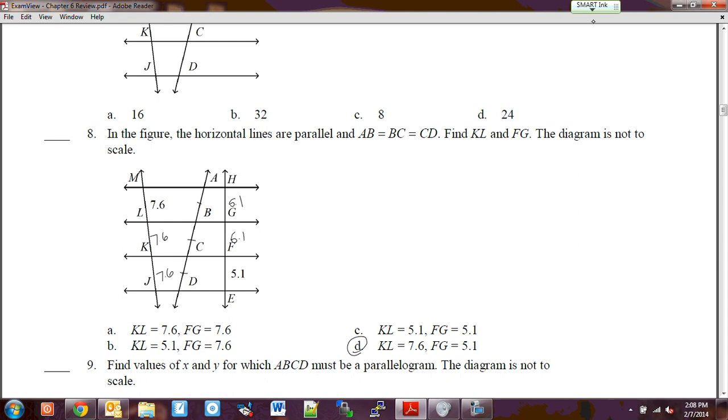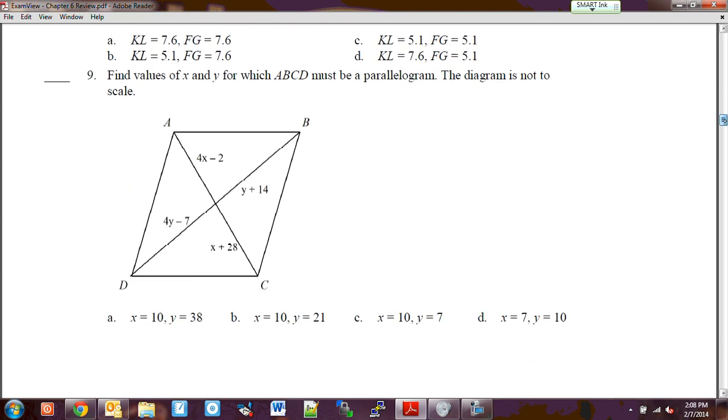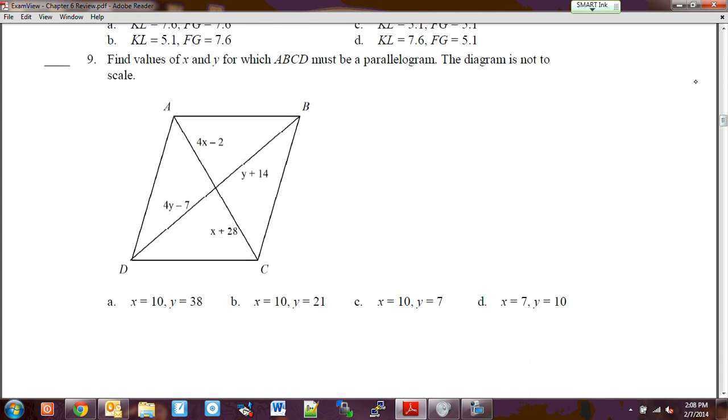Number 9. For which values x and y must this be a parallelogram? Well, again, we know that in a parallelogram, the diagonals bisect each other. So we know that these two segments are congruent and these two segments are congruent. So 4x minus 2 equals x plus 28. We also know that 4y minus 7 equals y plus 14.